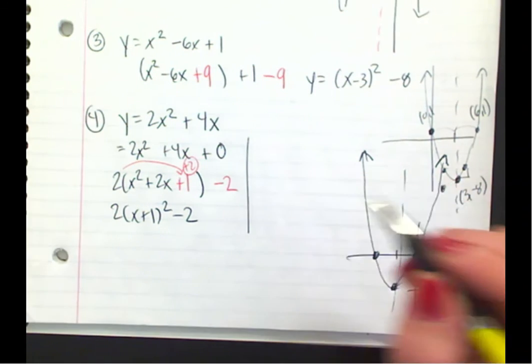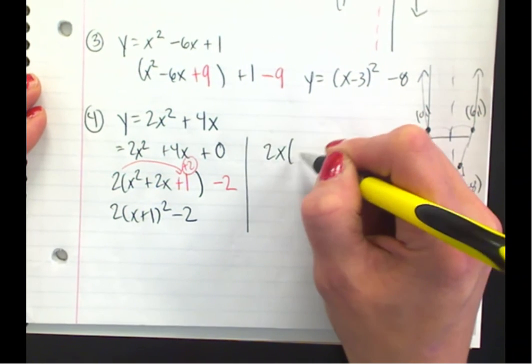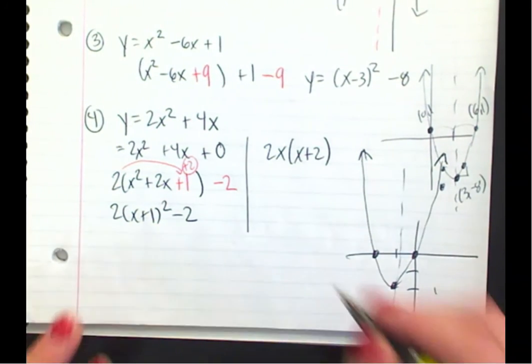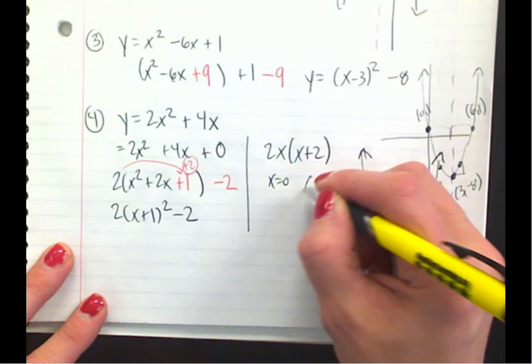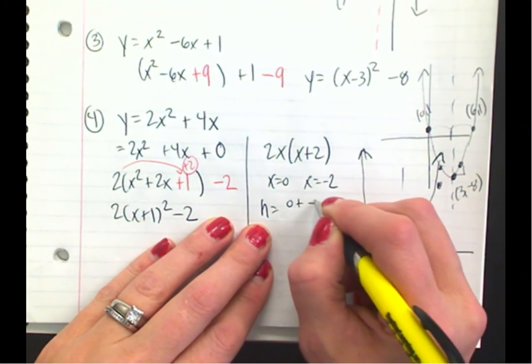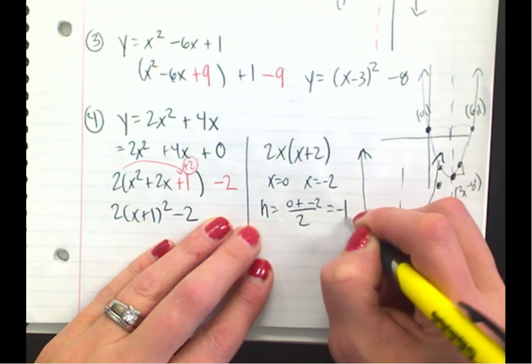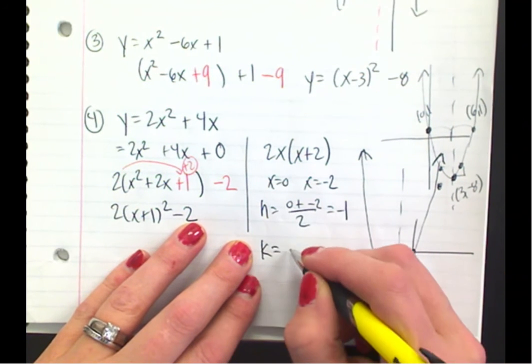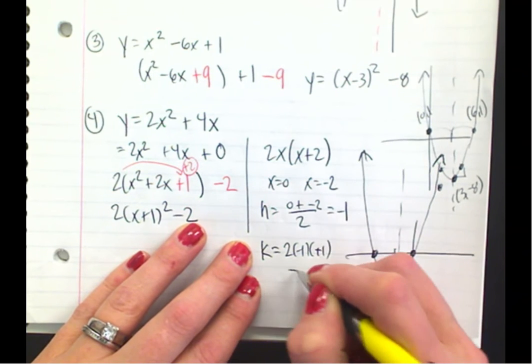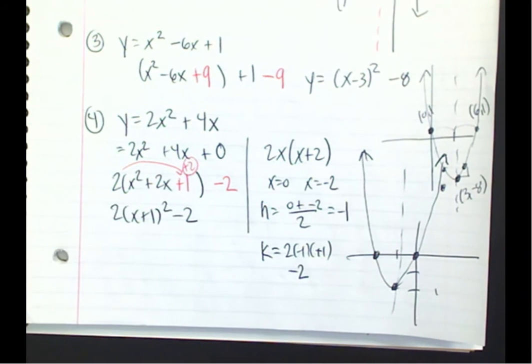Let's say maybe I thought factoring was pretty easy. Just be careful that you take that 2 out of both terms, and you get x equals 0, x equals negative 2. h is negative 1, k is negative 2. Same thing, just a different set of ways to get there.